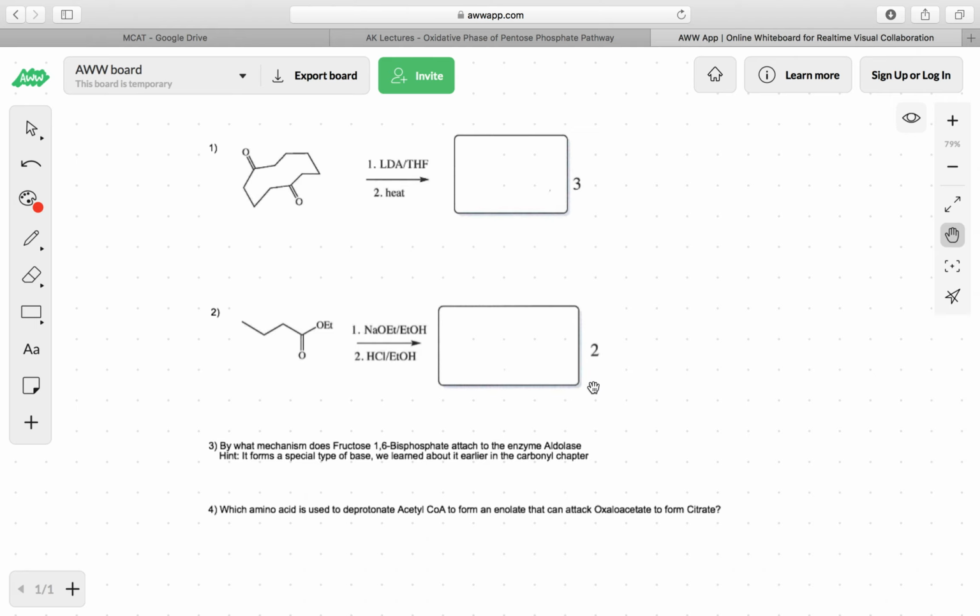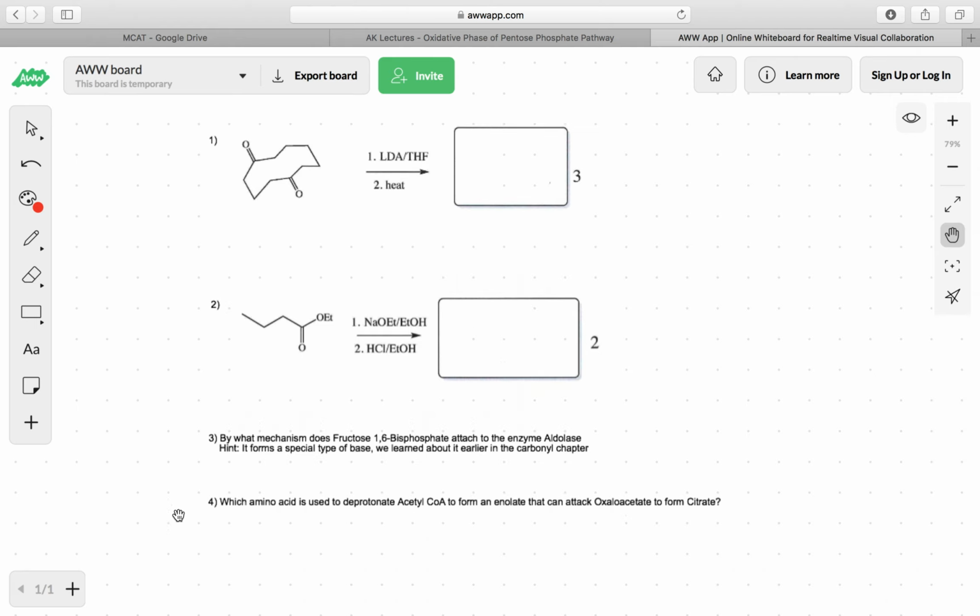Here, this is an example of a Claisen condensation. And these 2 are just sort of conceptual questions about the biochemistry we did today.